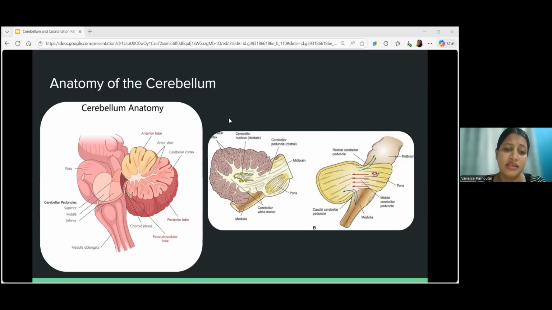The surface contains numerous fissures, separating narrow folia, which increases the surface area of the cerebellum. The surface contains the gray matter, that is the cerebellar cortex, while the white matter under this contains the four cerebellar nuclei embedded within it.